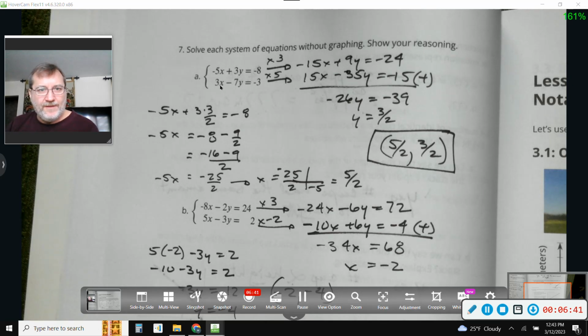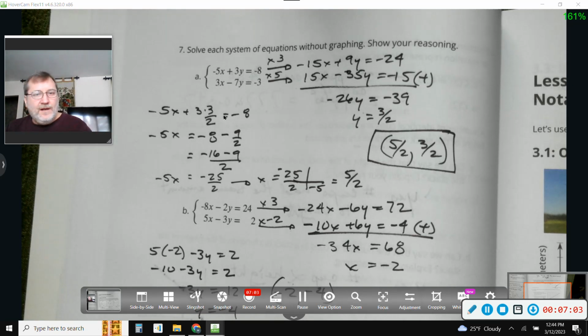So between the 3 and the 5, the least common denominator is 15. So I multiply the top by 3, the bottom by 5. I get these expressions right here, and then I add. The x's go away. I get a negative 26y and a negative 39y. y equals 3 halves. I then take the 3 halves and put it back into either one of the original equations, do some math, come back around, and x is 5 halves. And then I go through and check it on the second one, and I get the same answer.